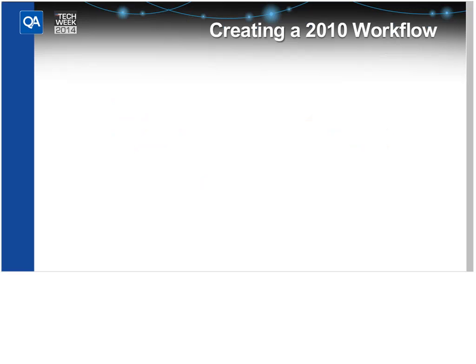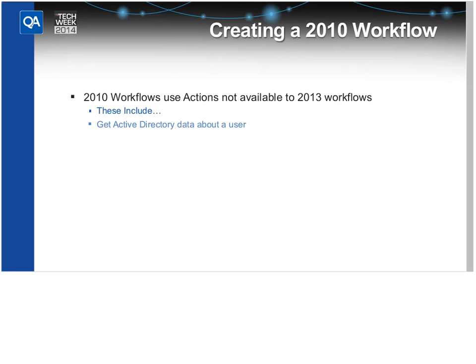What I'm going to do is initially show you a 2010 workflow as a start-off example. Now, I'd like to show this 2010 workflow to indicate some of the actions that the 2010 workflow system's got that aren't available in the 2013 workflows. And these will include getting some Active Directory information about a particular user, and I will also look at the ability to update the approval status and add comments to a document or a list item.